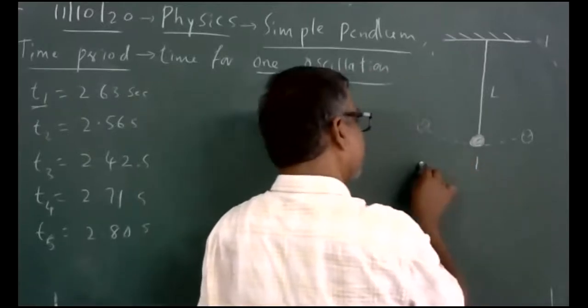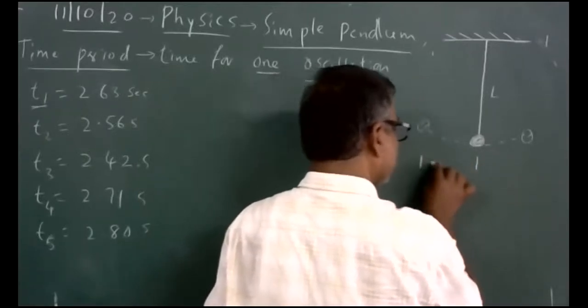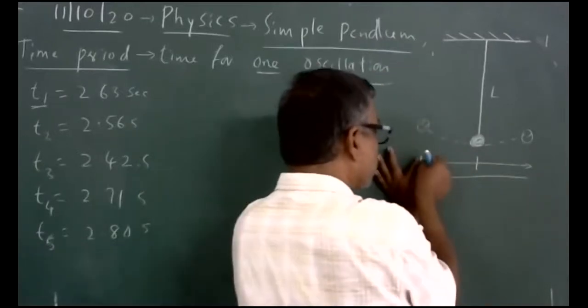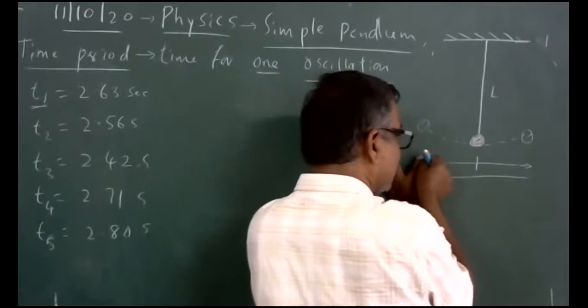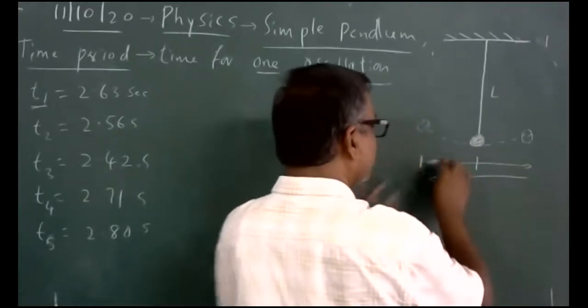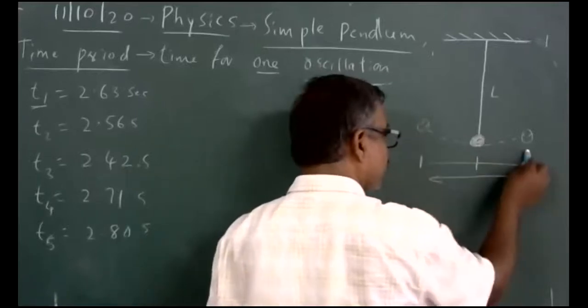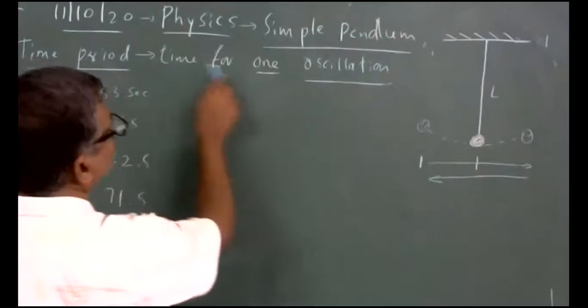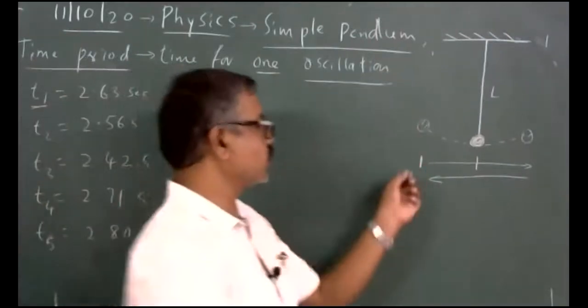This is called a starting point. It goes this way, then it comes back. The time taken to move from the starting point, in the forward direction and then the backward direction, and coming back to the same position, is called the time period, which is taken for one oscillation. It is called one oscillation.